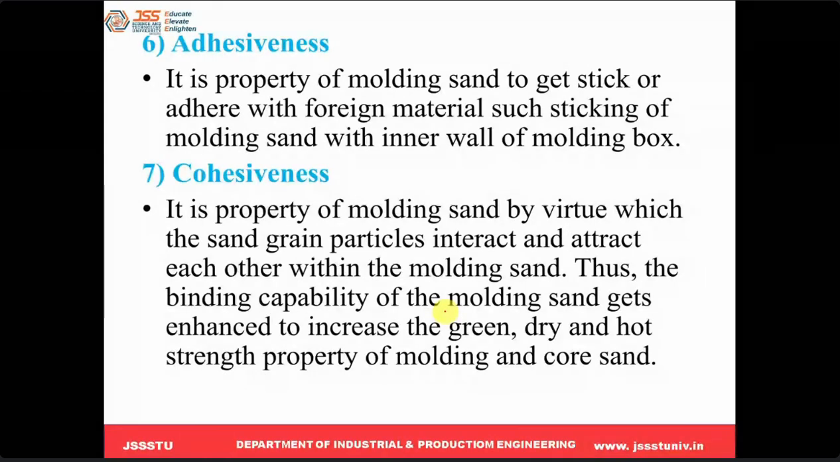Next, cohesiveness. Cohesiveness is the property of the molding sand by virtue of which sand grain particles interact and attract each other within the molding sand. Thus, the binding capability of molding sand gets enhanced.